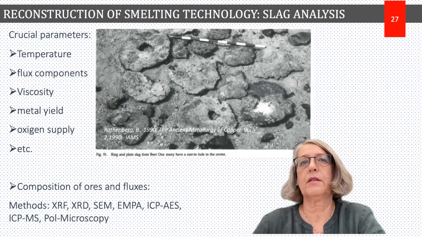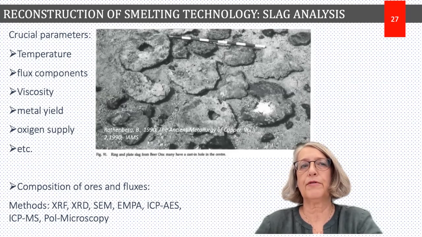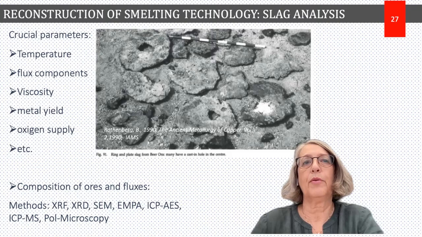Mineralogical and chemical studies of slags are useful for the reconstruction of ancient smelting processes. Process parameters can be reconstructed from the slags, such as the smelting temperature, the oxygen supply and the atmosphere in the furnace, the composition of the ore, the mixture of the flux, and the metal yield. Methods for the analysis of slags applied are XRF, XRD, SEM, EMPA, ICP-AAS, ICP-MS, and of course, polarized light microscopy on thin sections.